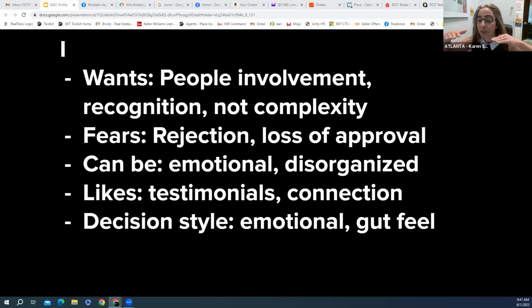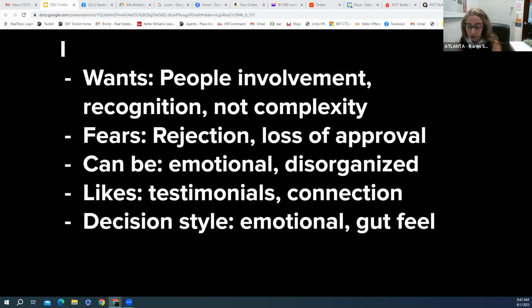The I talks too much. The I takes too long to get there. Too many details, right? So if you're an I, you're going to have to go faster. You're going to have to say less words. The I wants to know how your dog is doing, and they remember that your dog's name is Barf, and whatever. So those are the kinds of things.